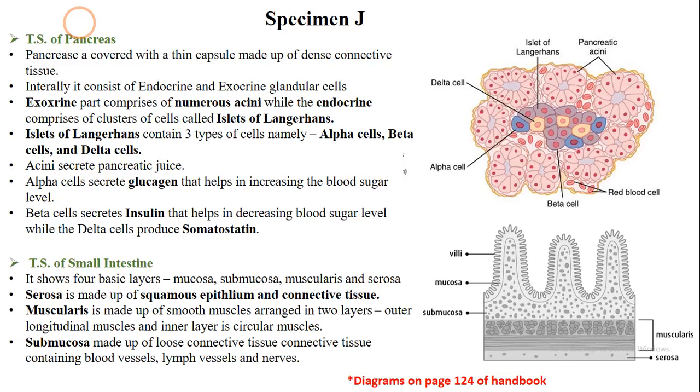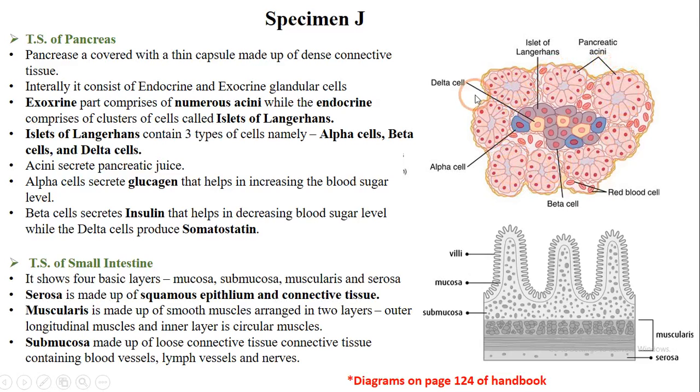The last spot, spot J. The first specimen for spot J is TS of pancreas. So if we take a transverse section of pancreas, this is the structure that we see. The pancreas is covered by a capsule which is made up of dense connective tissue. Internally, it consists of endocrine and exocrine glandular cells.